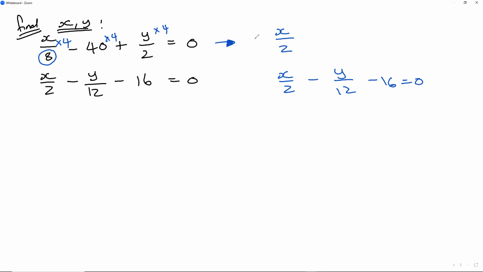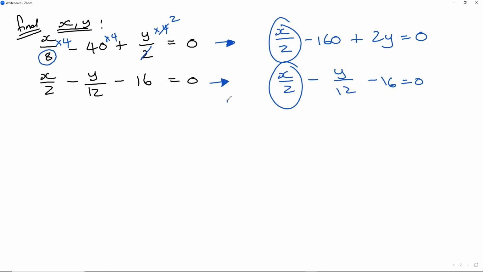Remember, we can use a calculator and round to 3 significant figures if we need to. This is going to be negative 160 plus 4 times y becomes 2y. 4y over 2 becomes 2y, and that's equal to 0. Now I have these two terms exactly the same. What I'm going to do now is subtract them from each other. All right, so now I've got these two equations. I'm going to eliminate them. That means these two are going to cancel.